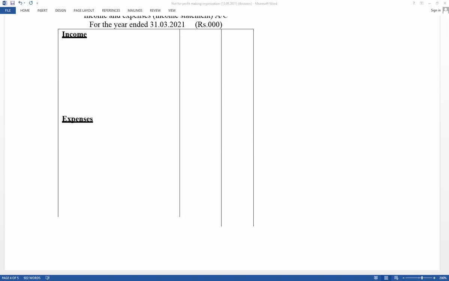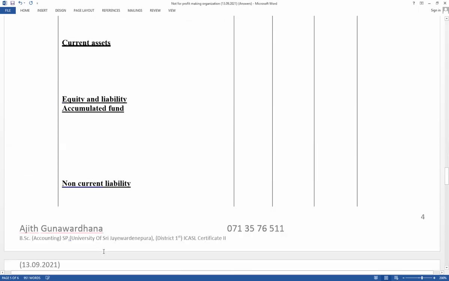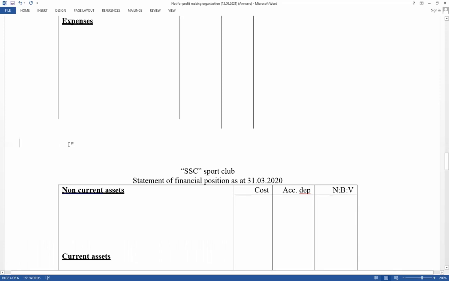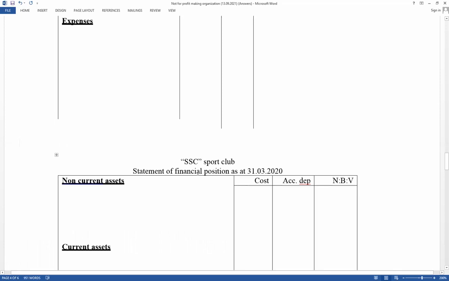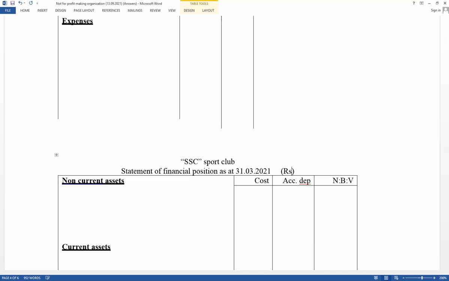Normal financial position. Therefore, this is a format. Think non-current assets. Name of the business: XSC Sport Club. Statement of financial position as at 31st March 2021. Our economic period ends at the end of the year, 31st March 21. Therefore, disclose values in 1000.